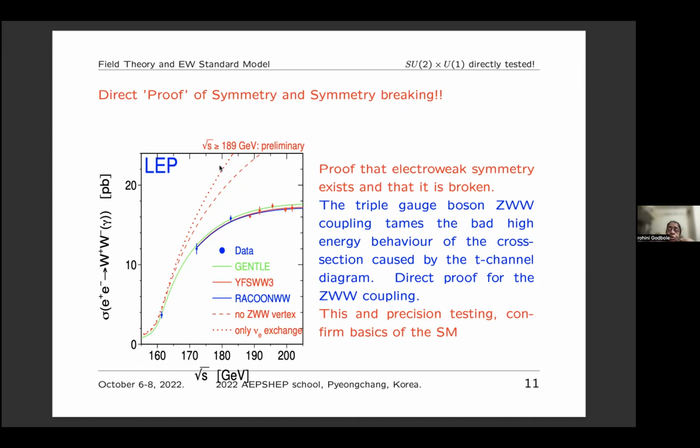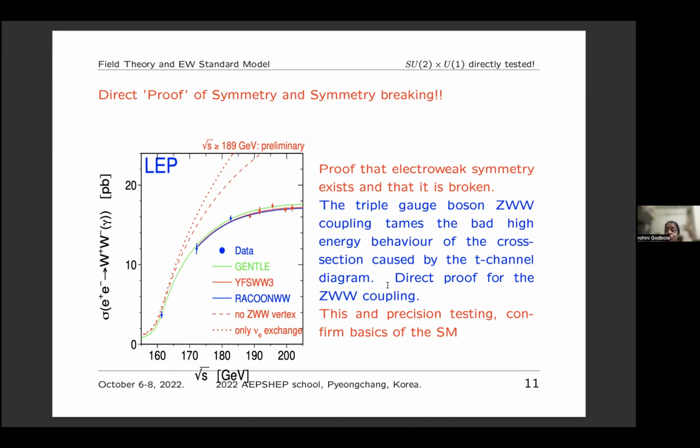But then you also know that the t-channel diagram is not the only diagram. You add the s-channel, the annihilation diagram, e+ e- going to photon, going to W+ W-. Then the high energy behavior is somewhat tamed, but this still rises uncontrollably. Only when you add the e+ e- going to Z to W+ W- diagram, the standard model prediction comes down to this green line, as well as the red line. And it is this that tells you that the triple gauge boson coupling, ZWW, tames the bad high energy behavior of the cross section, which is caused by the t-channel diagram.